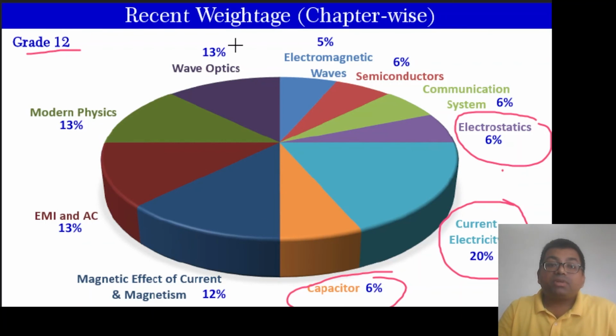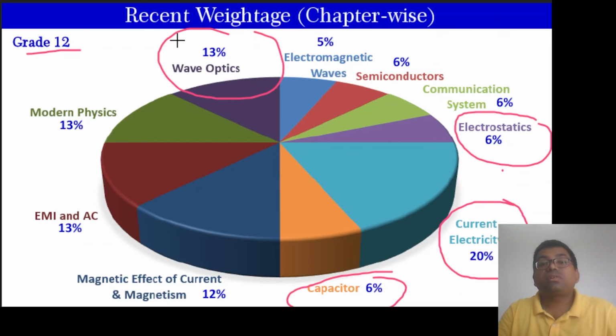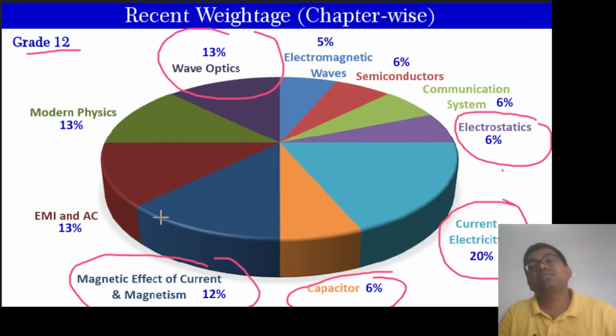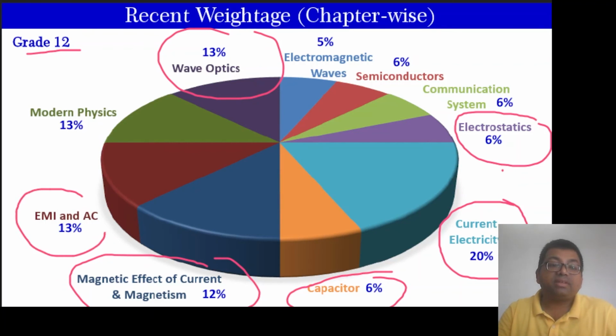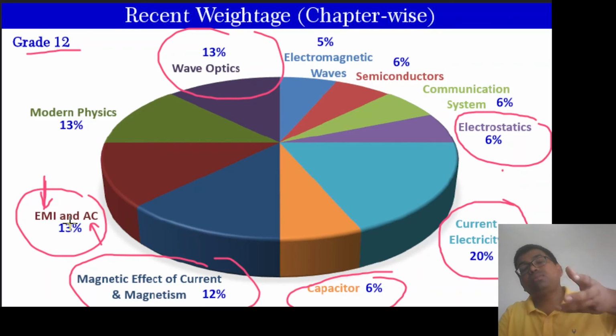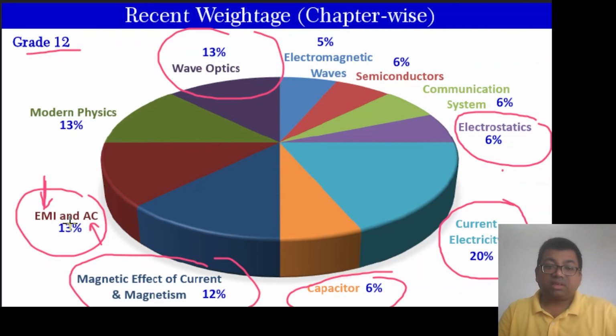Then wave optics, as I told, has a very large weightage here, and moving charges and magnetism and Earth's magnetism also have a lot of weightage. EMI and AC: particularly EMI has more weightage, electromagnetic induction and alternating current. They may sometimes also involve some concepts of circuits, because they can ask for average power or the RMS value; all these are circuit based questions. Series LCR circuit is most important in AC.